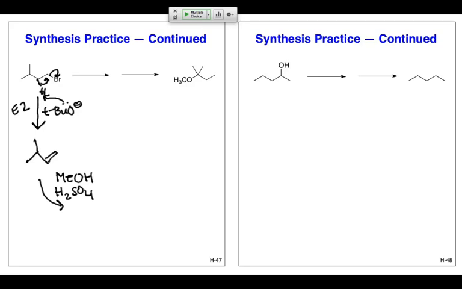So maybe make an arrow from these two and say it forms MeOH2 plus, and that's going to actually act as the acid. Because remember, that's the leveling effect. H2SO4 is a strong enough acid to lose all of its protons to methanol. So it just forms the protonated methanol.